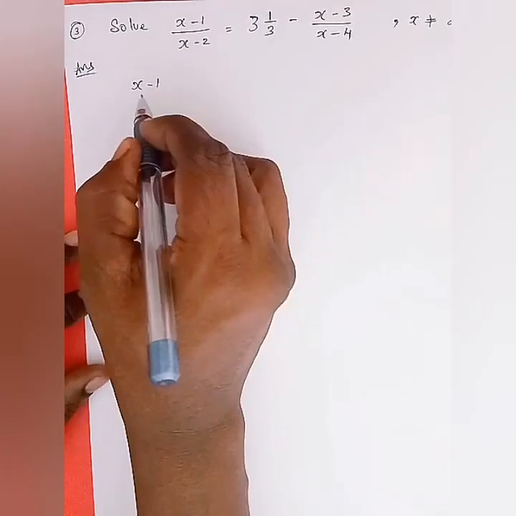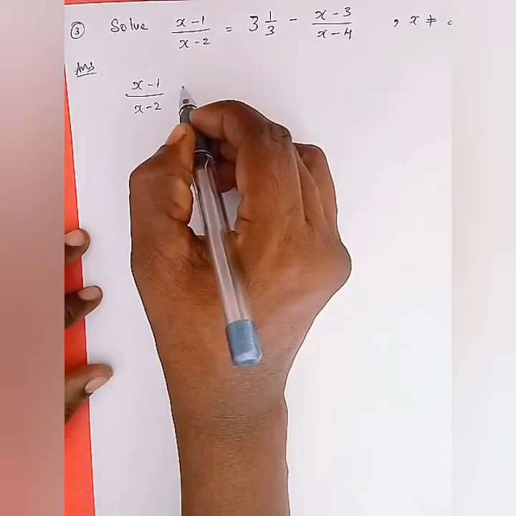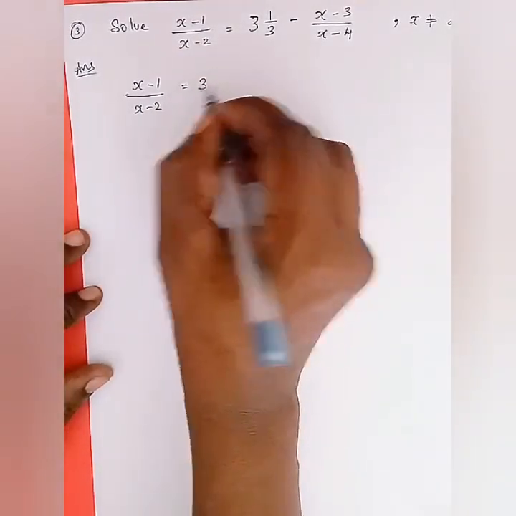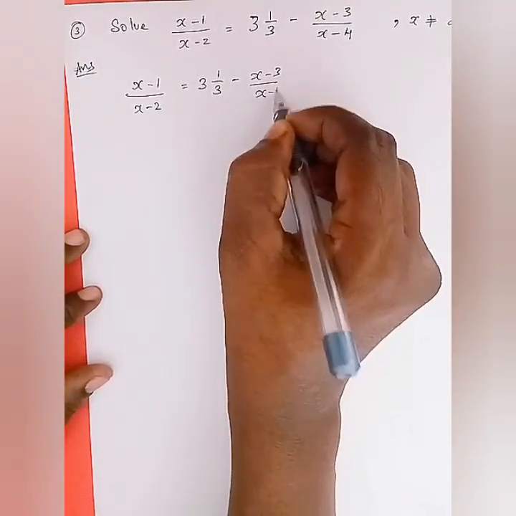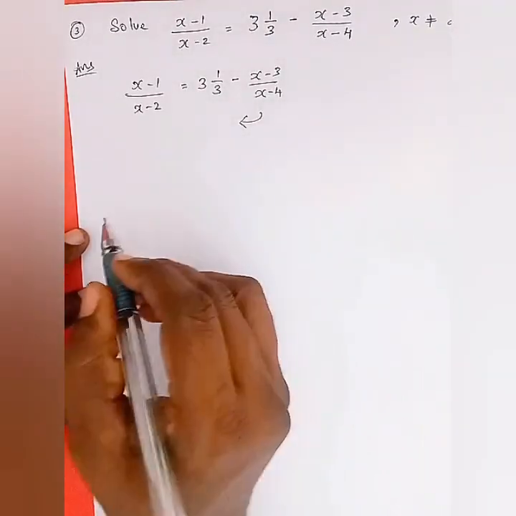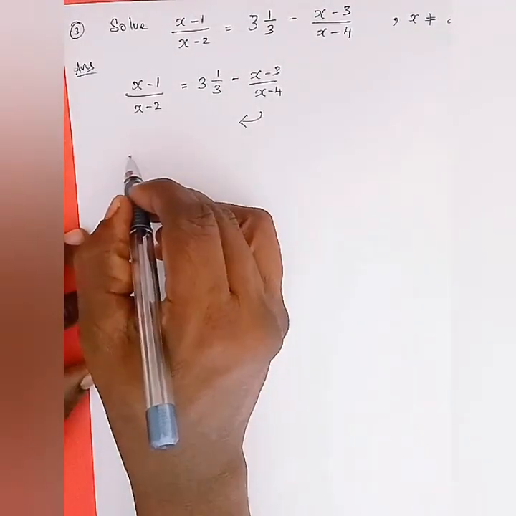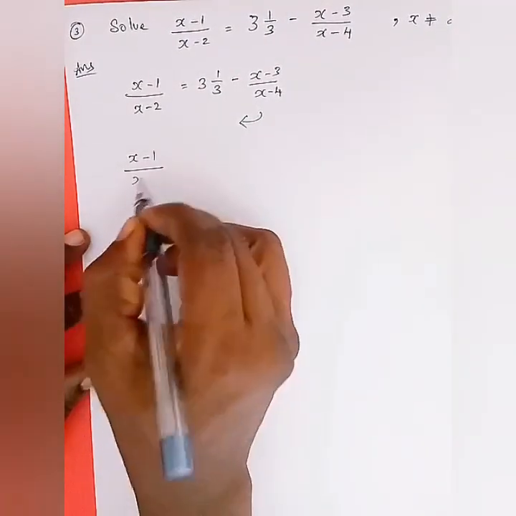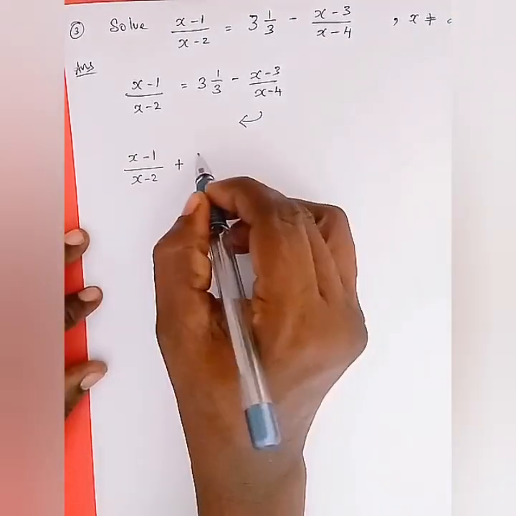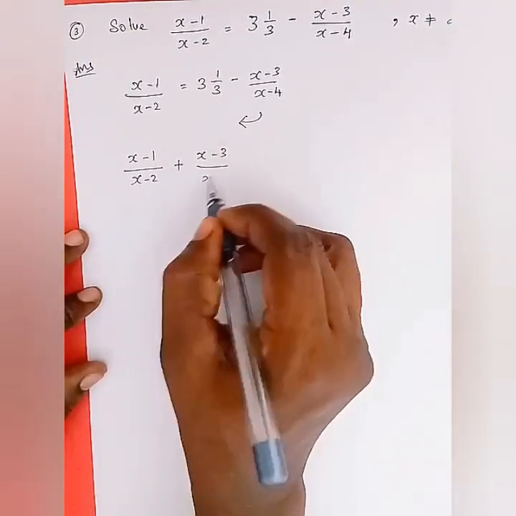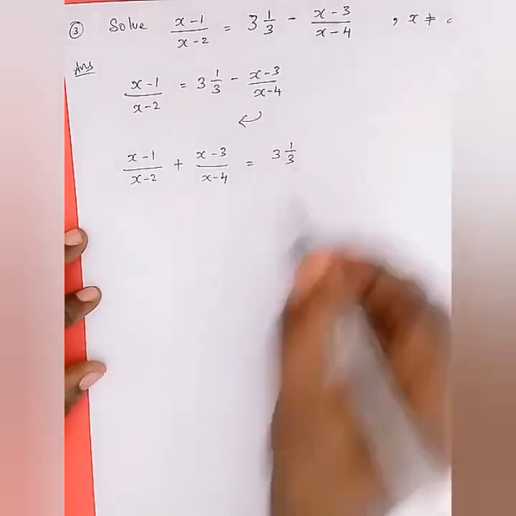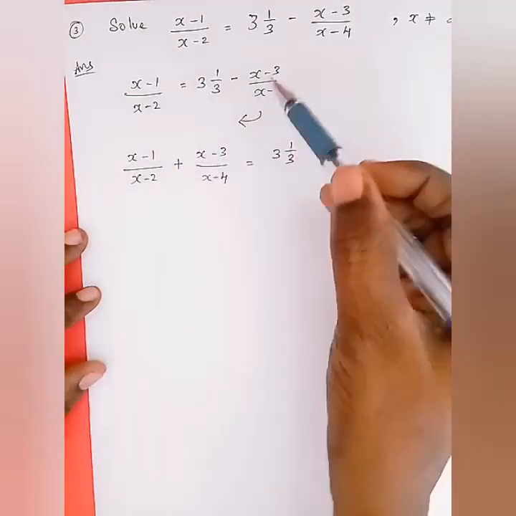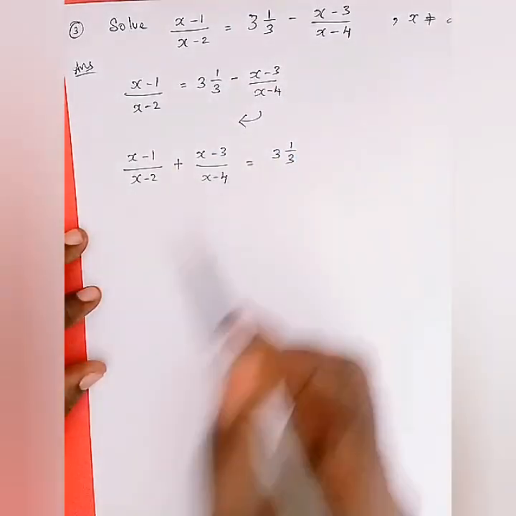(x minus 1) by (x minus 2) equal to 3 1 by 3 minus (x minus 3) by (x minus 4). First take this to the left hand side. So it will come (x minus 1) by (x minus 2) plus (x minus 3) by (x minus 4) equal to 3 1 by 3. Just I took this term to the left hand side. So minus of something will become plus of something.